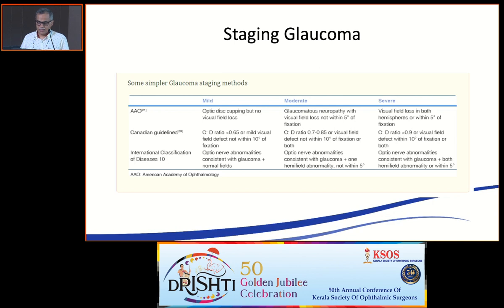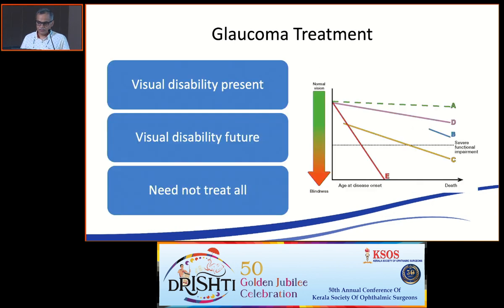There are many classifications regarding staging of glaucoma. And regarding glaucoma treatment, this graph is taken from the European Glaucoma Society, and it shows the visual degradation during the lifetime of an individual. So A is the normal person. Everyone has a decrease in the visual function, and the other alphabets B to E are different patients.